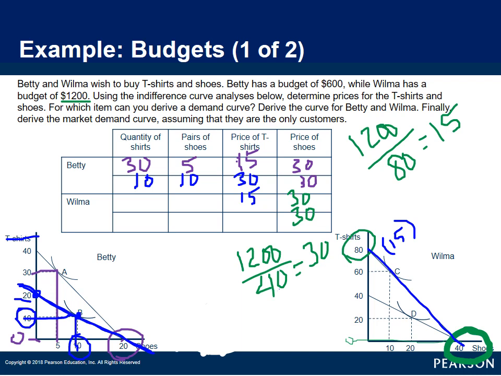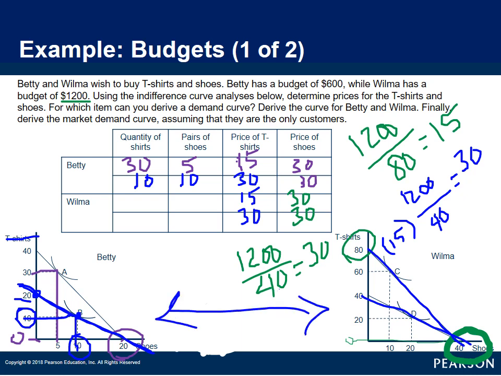And then for the second budget line, if she spent all of her $1,200 on t-shirts, she would only be able to buy 40 of them. To determine that price, we're going to take 1,200 divided by 40, and that's going to give us 30. So we know that the price of shirts for the second budget line is $30, which is the same as the two options that have been given by Betty.